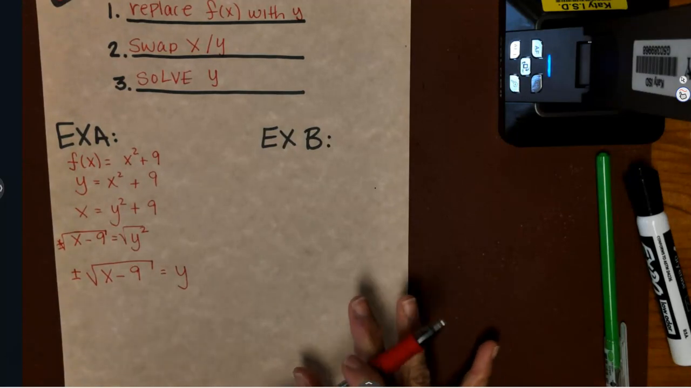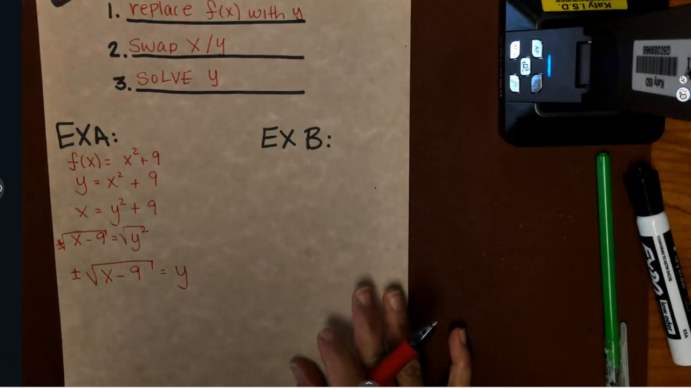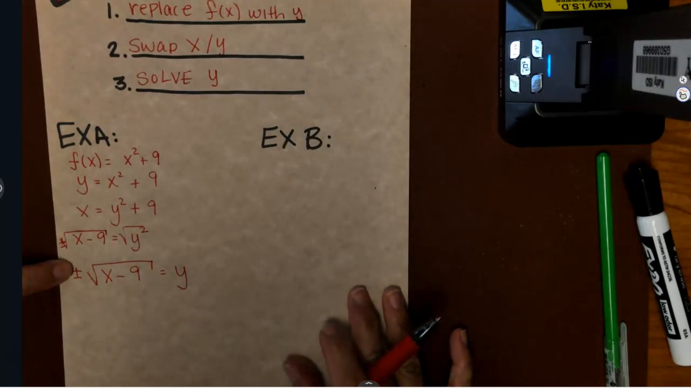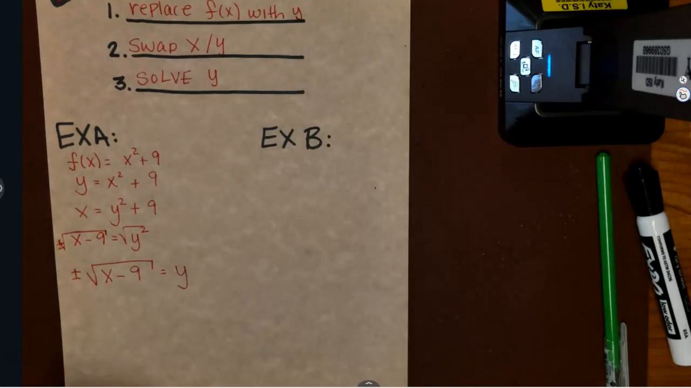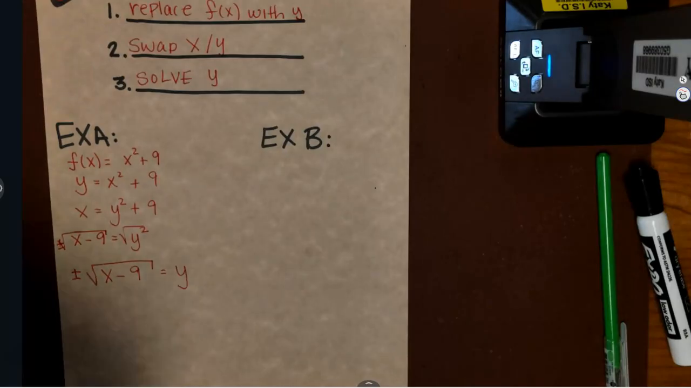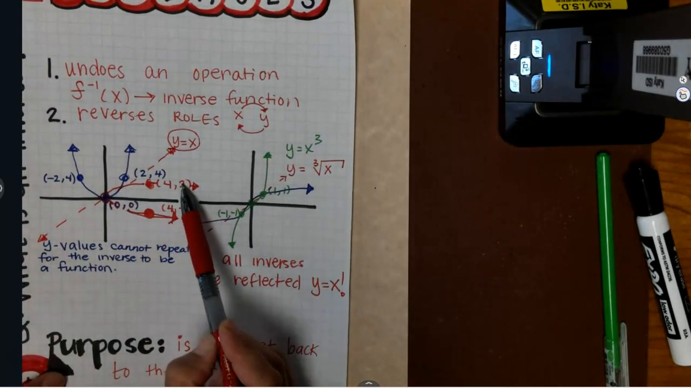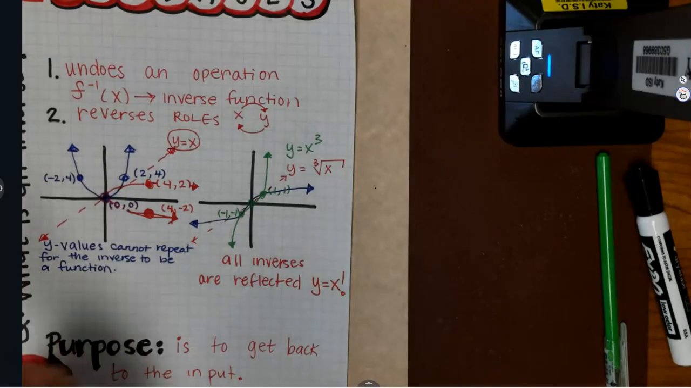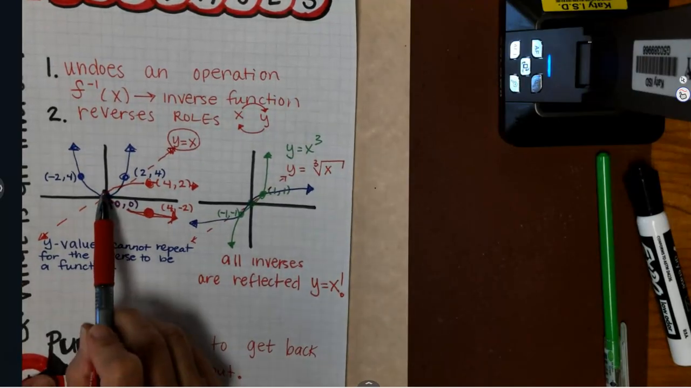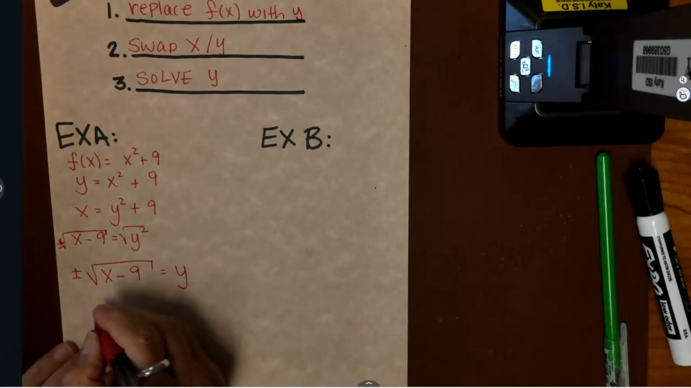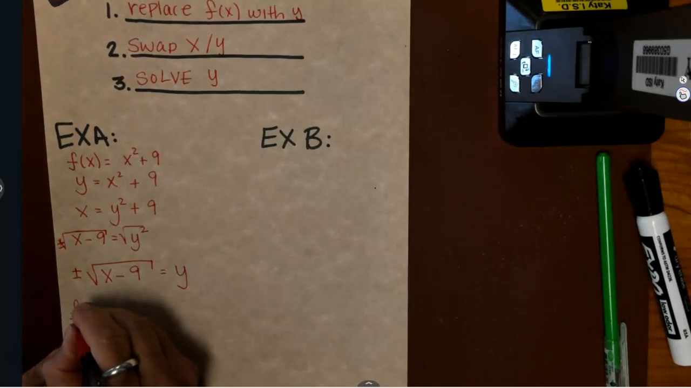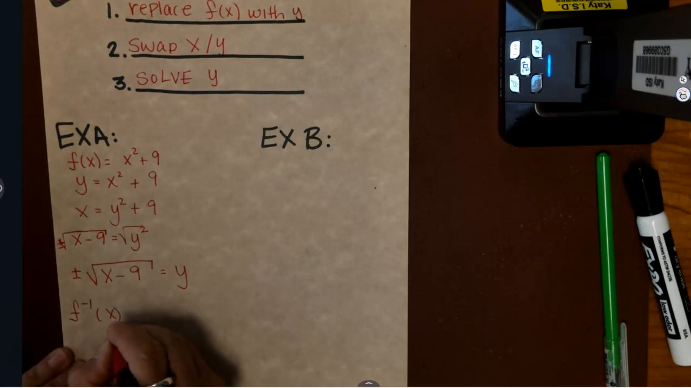And some kids get ornery and they choose the negative. You can choose the positive root or you can choose the negative root, which means if you chose the positive root, you'd have this right here. If you chose the negative root, it's a negative reflection, it'd be down here. You just can't choose both. So I'm going to say f of negative 1 of x.